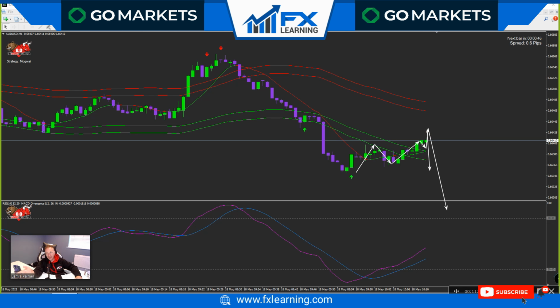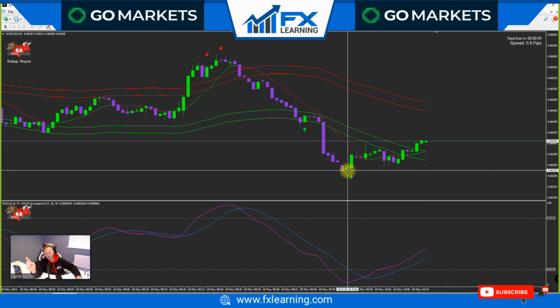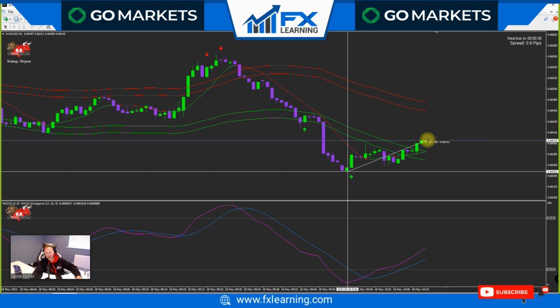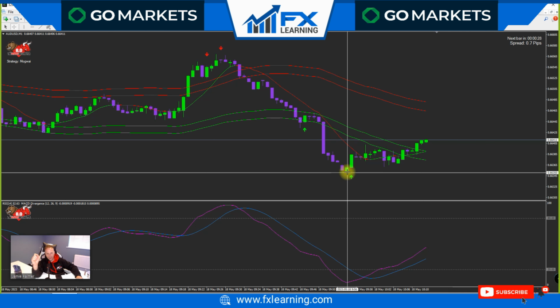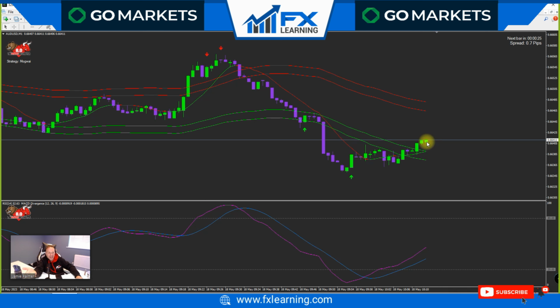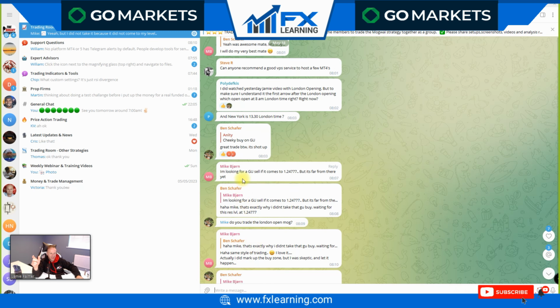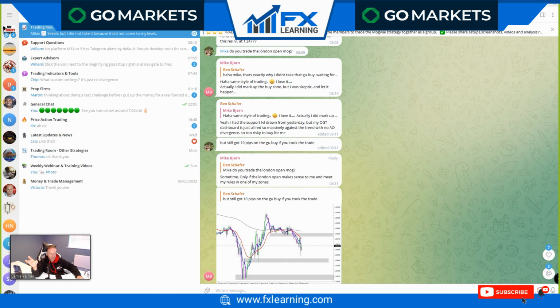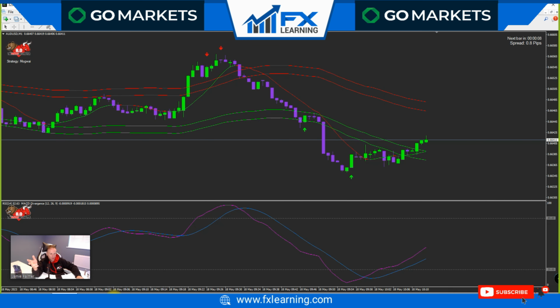Just to prove my point, each candlestick represents 1 minute. So if we look here, price has moved up 5 pips in 17 minutes now. So 5 pips in 17 minutes doesn't tell me there's a lot of buyers in the market, does it? So that's why I've closed that one off a little bit early. A lot of PD members are saying great trade, by the way, it's shot up, cheeky buy on GBPUSD. But that's currently it so far.